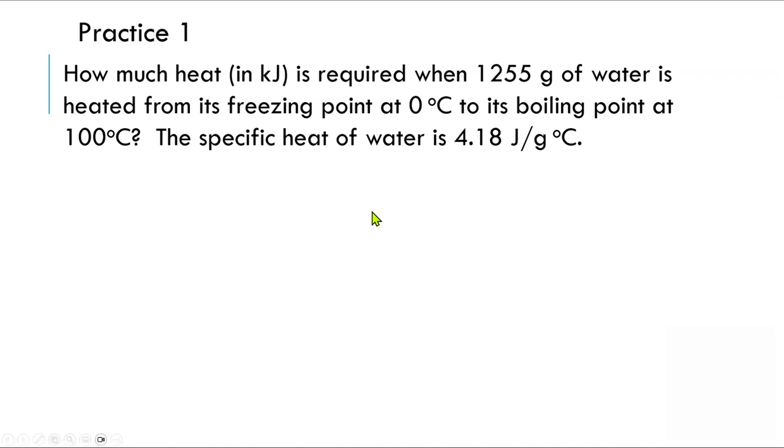Okay, so let's read and label as we read. This says how much heat in kilojoules. So I automatically know that Q is the variable because it's asking us how much heat is required when 1,255 grams, gram is a mass, so put an M over it, of water is heated from 0 to 100, making 0 our initial temperature and 100 our final temperature. And it says the specific heat of water is 4.18. Specific heat is C. So we're solving for Q this time, so no rearrangement required.